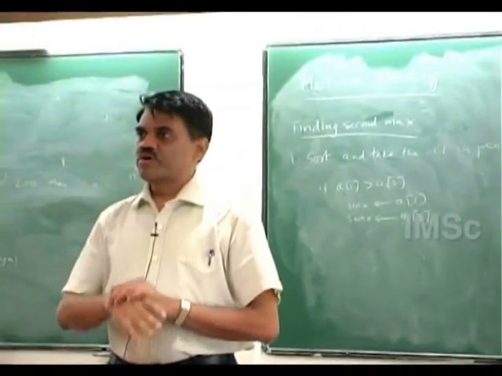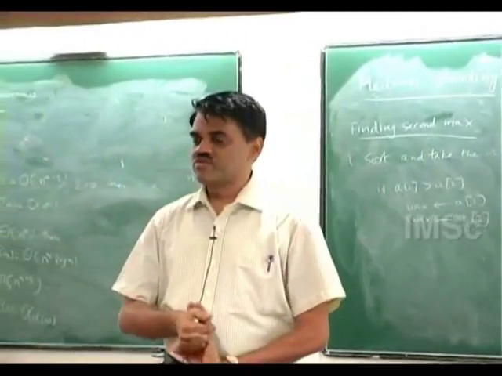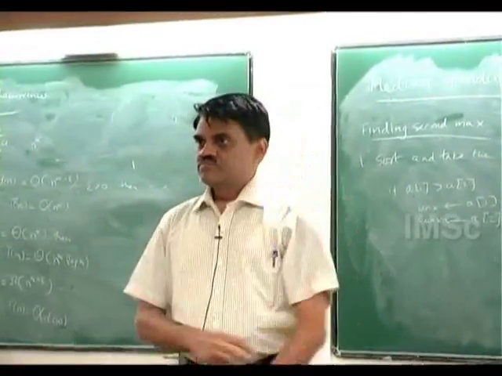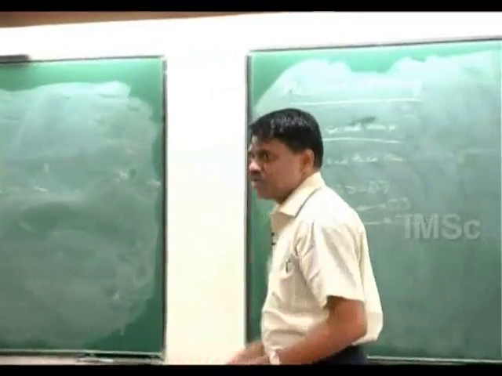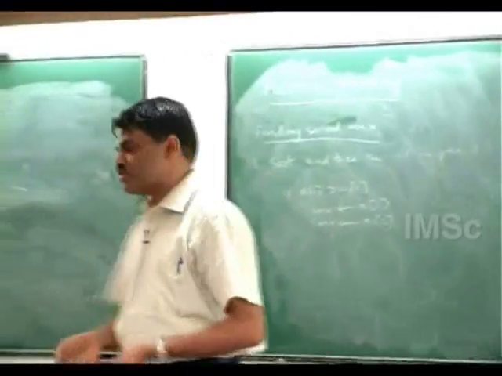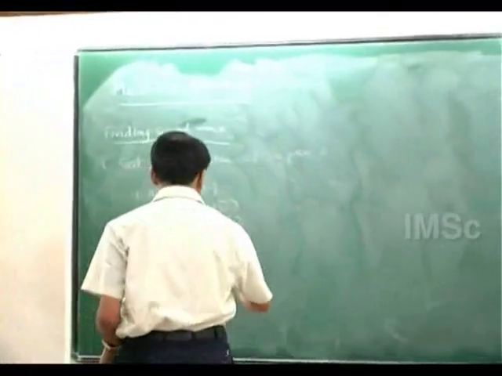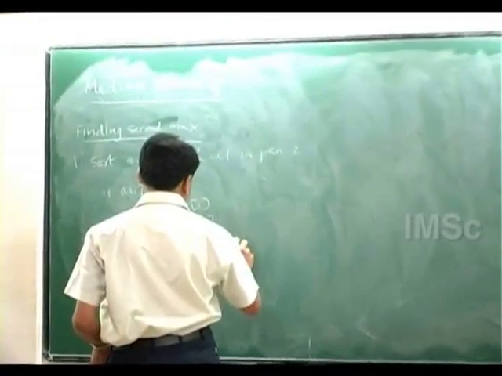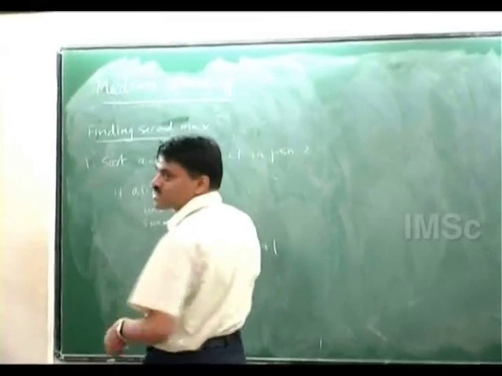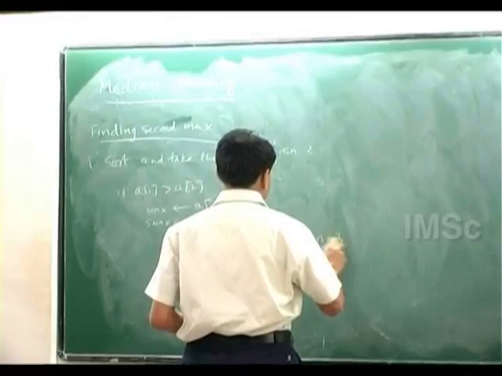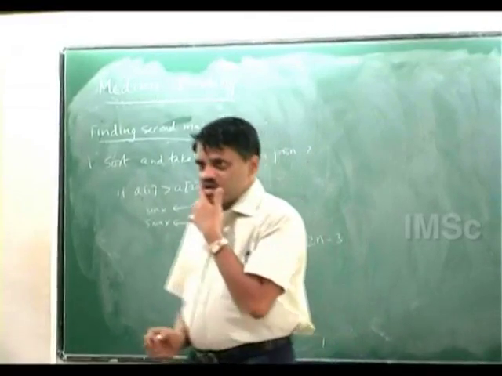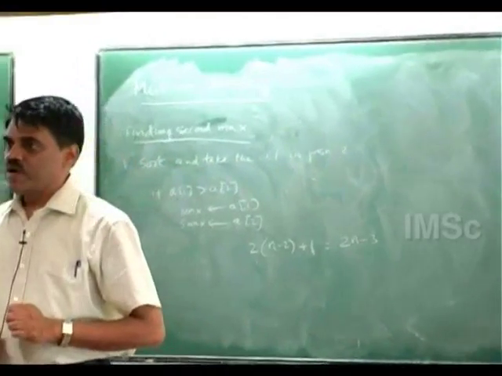So what will be the worst case number of comparisons here? 2 for each, in the worst case, because you may end up comparing with both. So 2 into n minus 2, plus 1 for the first comparison. So this is like 2n minus 3 to find the second max.